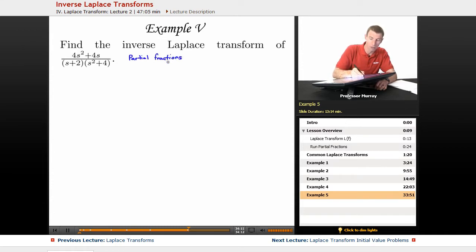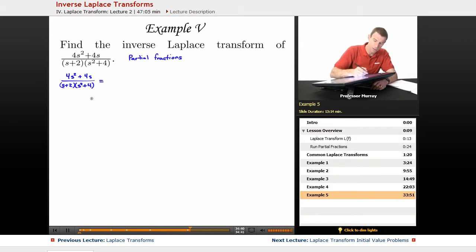So, again, I'm kind of relying on you to remember the partial fractions from Calculus 2. There's a lecture on partial fractions in the Calculus 2 lectures here on Educator.com if you're still rusty on that. But remember, we want to set up our generic partial fractions expansion form for (4s squared plus 4s) over (s plus 2)(s squared plus 4).